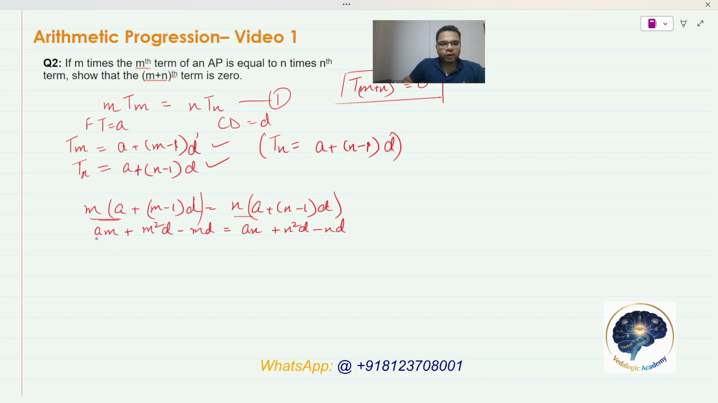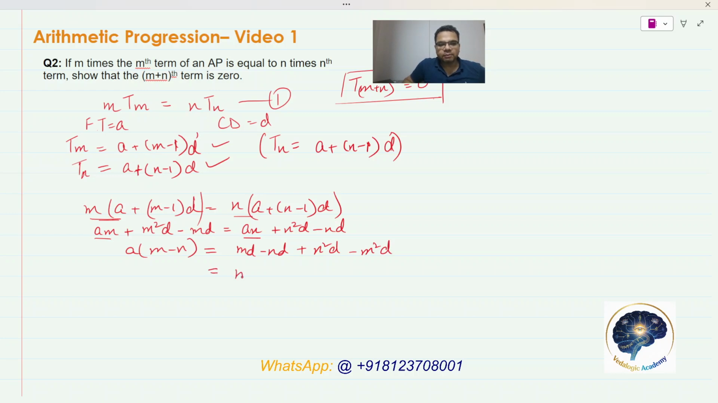So now I'm going to bring these a terms together so that we have m and m minus n as common, right? Am minus an is a into m minus n, and I'll bring the whole other part into the right hand side. So it will become md minus nd plus n square d minus m square d. I hope this part is clear till now.